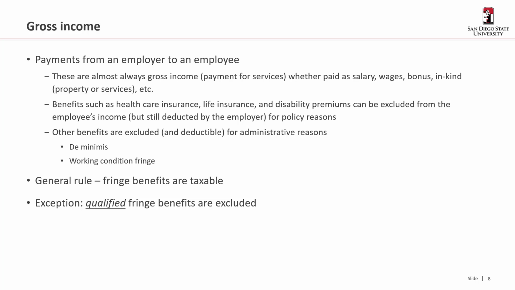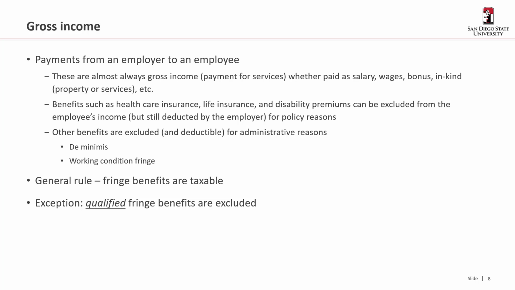However, there are a few things such as healthcare insurance, life insurance up to a certain amount, disability premiums. These can all be excluded from the employee's income, but still be deducted by the employer, and that's done for policy reasons, right? Because it's a good thing if people have health insurance and life insurance and disability insurance. And then there are a few other benefits that are excluded but remain deductible for the employer for administrative reasons, things like de minimis fringe benefits and working condition fringe benefits.